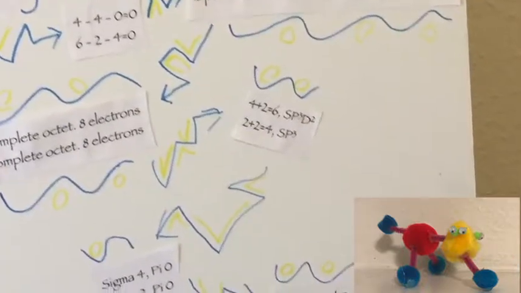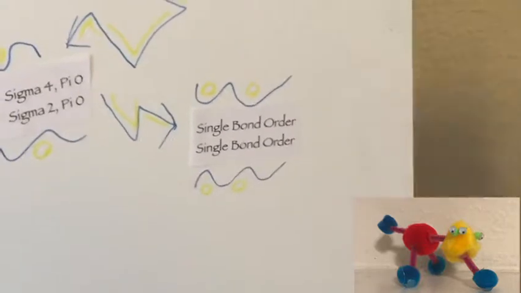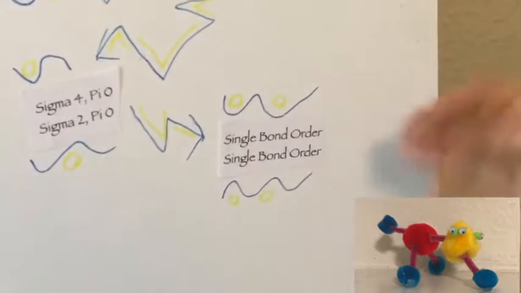And then for the type of sigma and pi bonds, C has 4 sigma bonds, 0 pi bonds, because there's no double bonds. Likewise with oxygen, except it has 2 sigma bonds and no pi bonds. And our bond order, since there is only single bonds, is just 2 single bond orders.